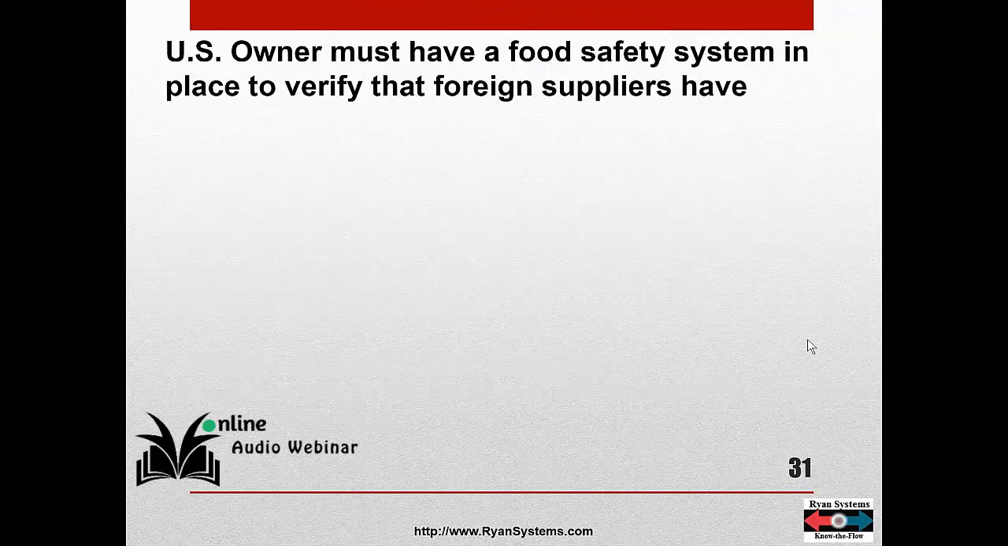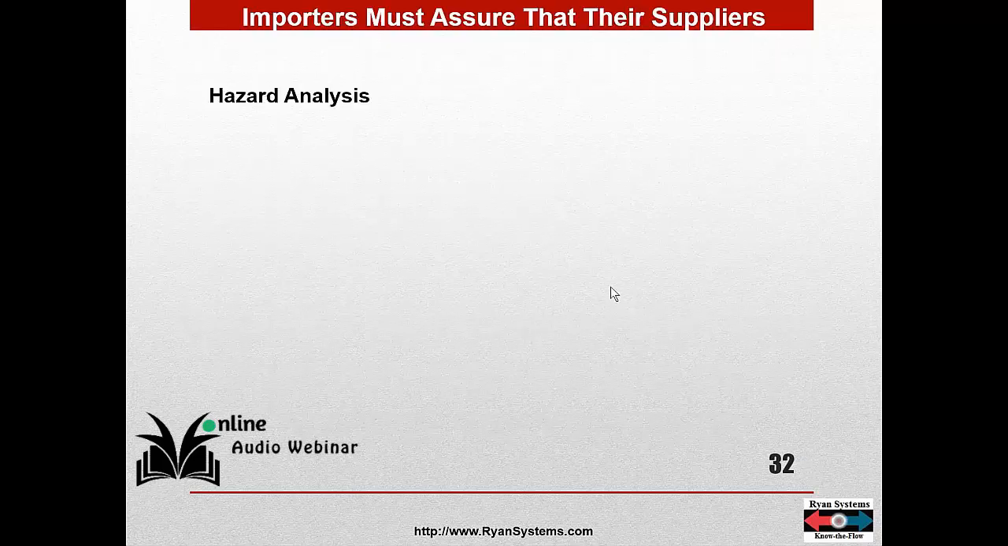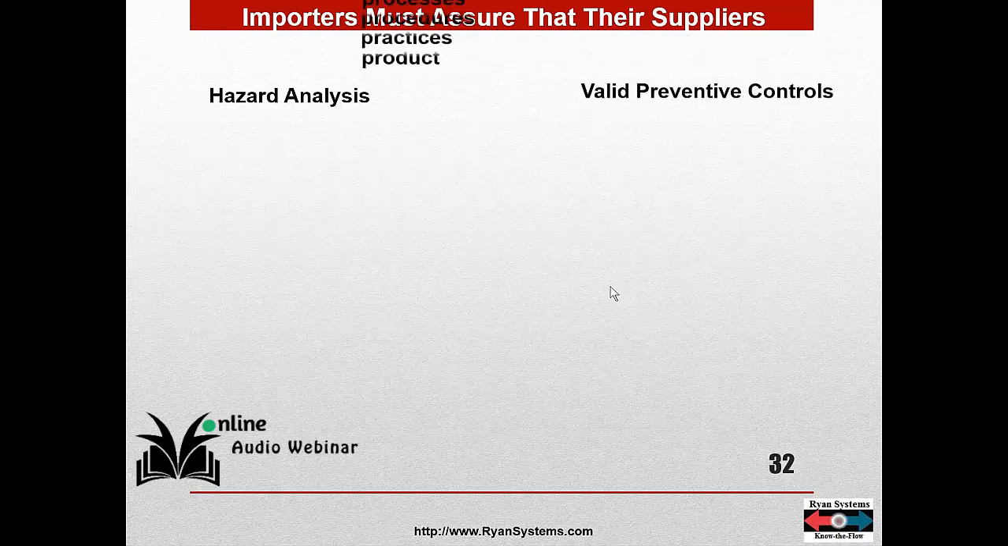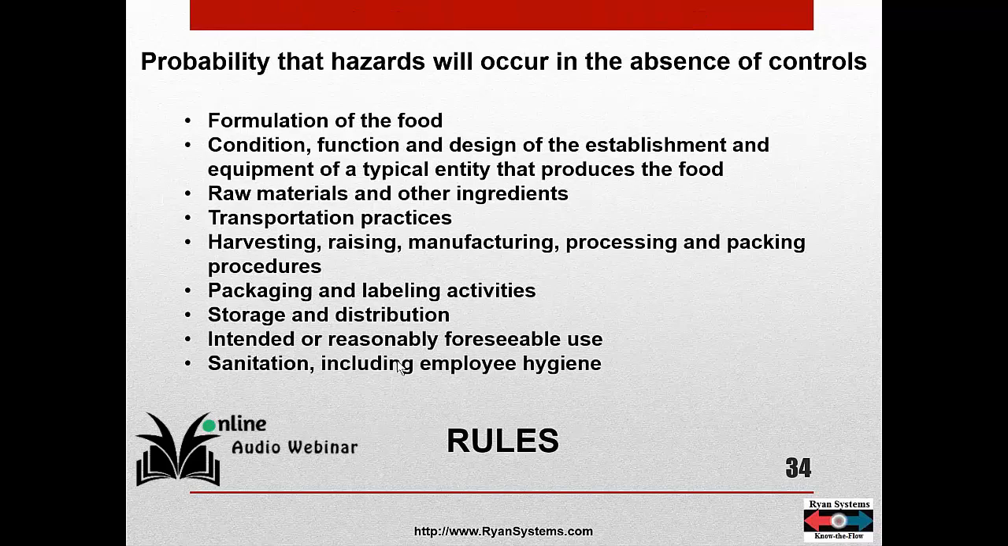The U.S. owner must have a food safety system in place to verify that foreign suppliers have one. I can't hammer that into you enough. You have to make sure that they do their hazard analysis and have preventive controls, or whatever you need to make sure your suppliers have.